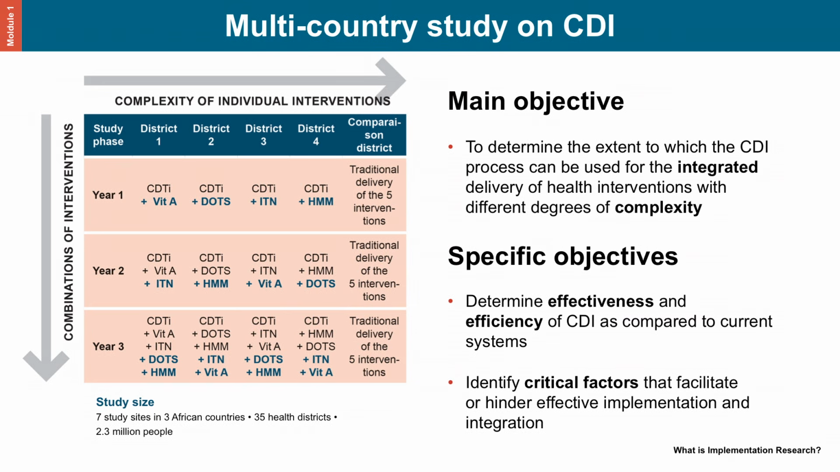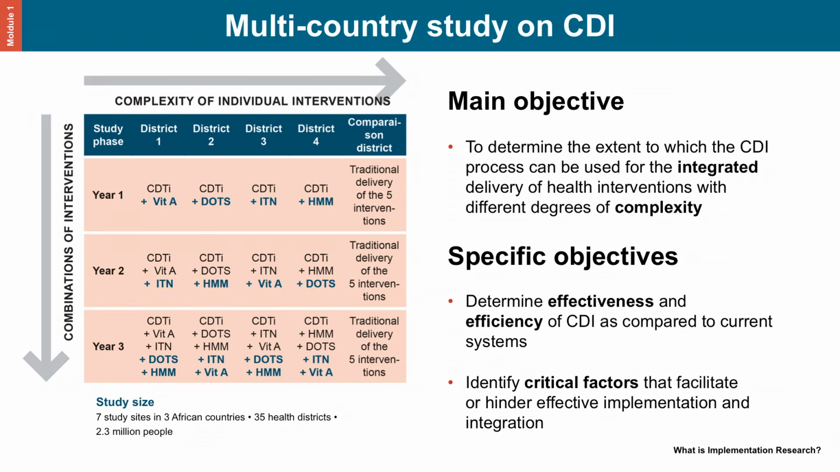There is the complexity of the individual interventions. For example, CDTI and vitamin A are taken as very simple, a single commodity given annually. Insecticide-treated bed nets are bulky, and there is also the complexity of utilization. Home management of malaria required individual case management. Malaria occurs throughout the year, introducing a different type of complexity.